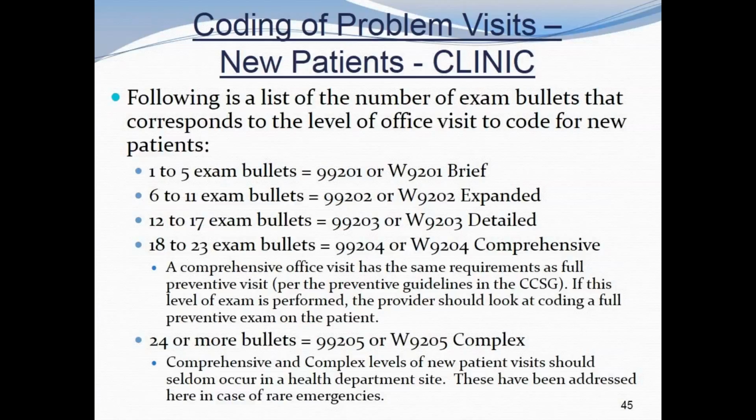And then you have your 99203, which is your detailed new patient, and that's 12 to 17. Now, that's a lot of exam. So I don't know if you wanted to look and see if they've had their preventive for this year or not, but if they have, it might pay off to flip it to a preventive if you're doing that much exam. I don't know. It just depends on what all you're doing for that patient too. So the next thing, and that's 18 to 23 for a comprehensive, which is the 99204. And then 24 or more bullets is the 99205, and that's a complex.